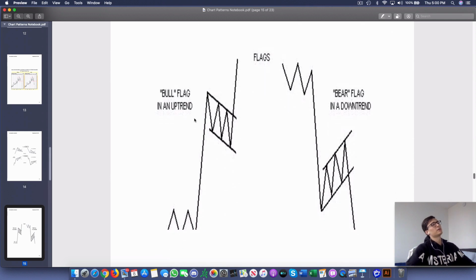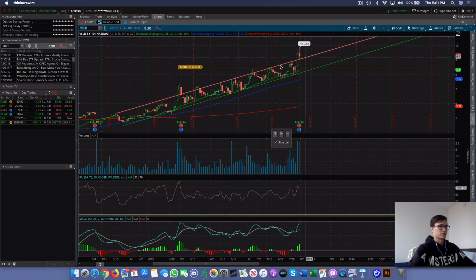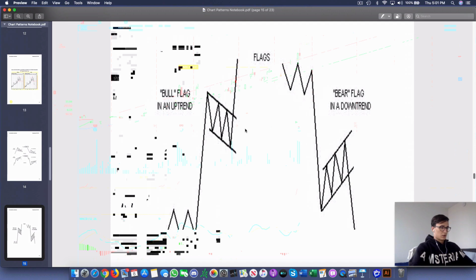Now the bullish flag that I was stating before. Instead of the resistance and support lines meeting at a certain point, it's just continuing like this, like an uptrend. So this is a bullish flag in an uptrend. Prices are increasing, hit support, hit resistance, hit support, hit resistance, and then it breaks above that resistance and continues upwards.